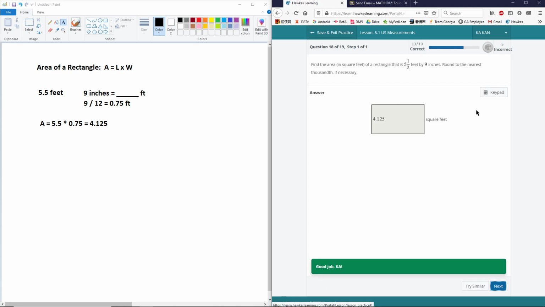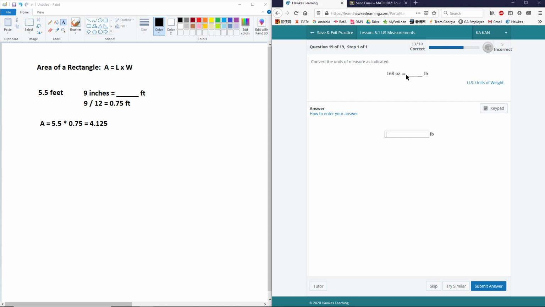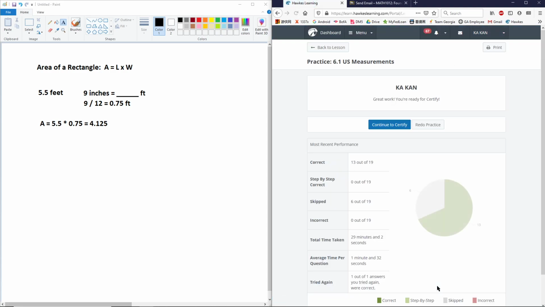Done. Yeah, this one's tricky because basically you have to look at the answer first. Look at the square feet. Then you convert the inches to feet. My problem was initially I changed that to inches because I didn't look at the answer first. So let's see, ounce to pound. Try that out. You should be able to get it. Okay, well, so that's the end of 6.1. I'll see you back in the next video.